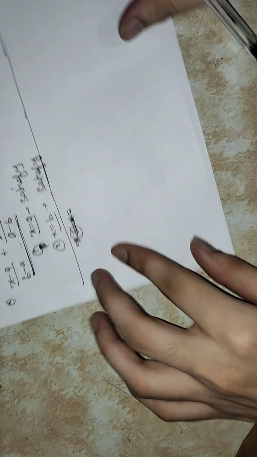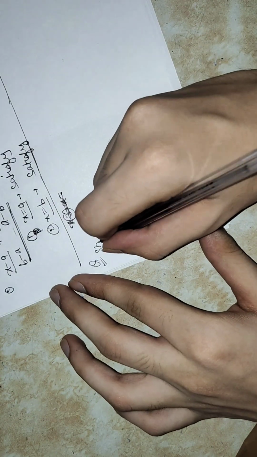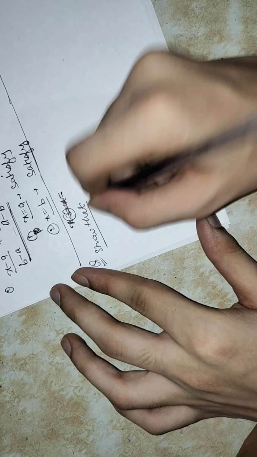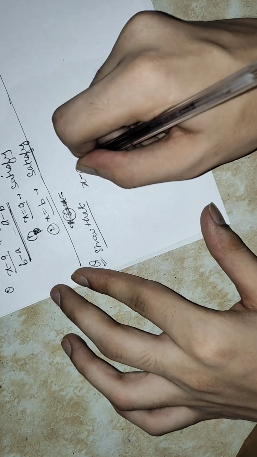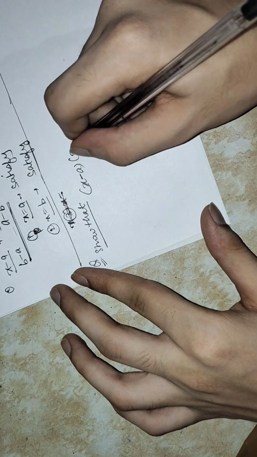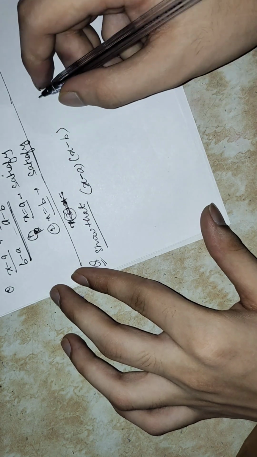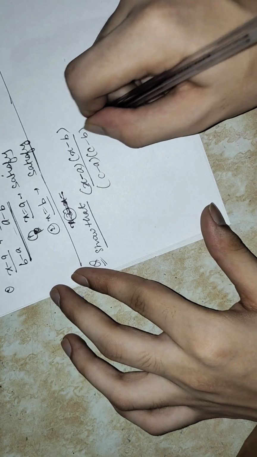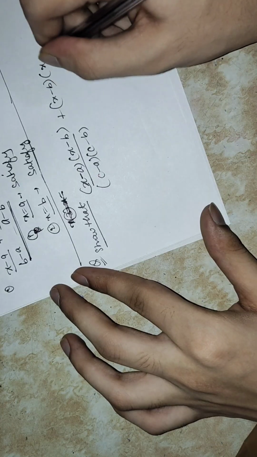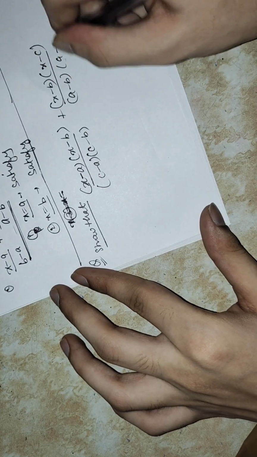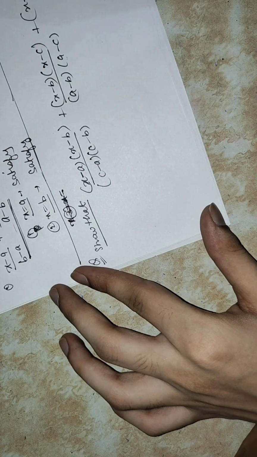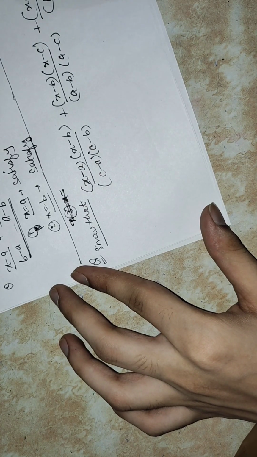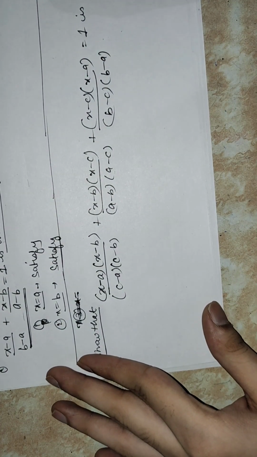Now coming to the next question. Show that (x minus a) into (x minus b) upon (c minus a) into (c minus b) plus (x minus b) into (x minus c) upon (a minus b) into (a minus c) plus (x minus c) into (x minus a) upon (b minus c) into (b minus a) is equal to 1 is an identity in x.